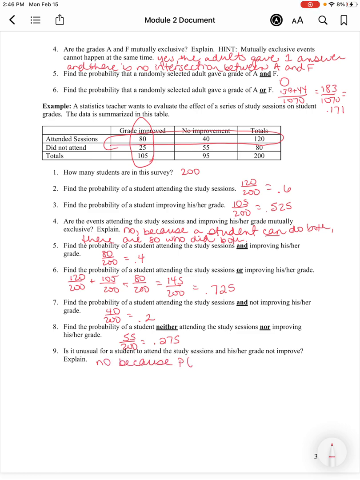The probability of attending and not improving is 0.2. This is not less than 0.05. So remember, for something to be unusual, the probability it happens has to be less than 0.05.